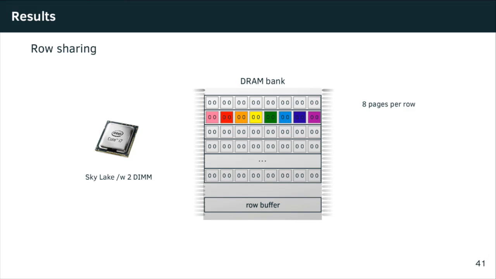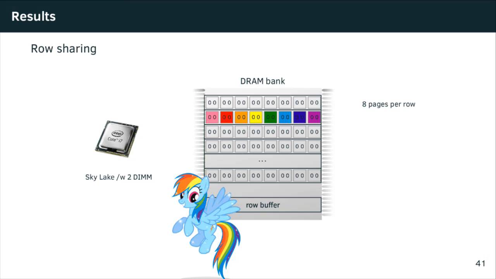And on the latest generation of Intel CPUs, it's much, much better. There are 8 pages per row, 2 bits as you saw before, meaning that you have 7 colors you can pick to get co-location with the victim, and your spatial accuracy is just a quarter of a page. And this sort of looks like a rainbow, which is why I call my Skylake computer Rainbow Dash. Rainbow Dash is a character in the documentary My Little Pony.